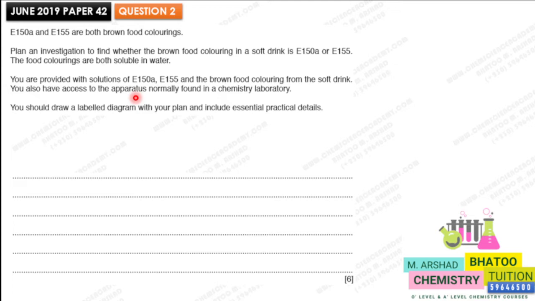Chromatography. If you mention this, you score 1 mark already. You use chromatography. Okay, Leila? We should place a spot of the brown food coloring on the chromatography paper. You're going to place a spot. Where? On the chromatography paper, anywhere?